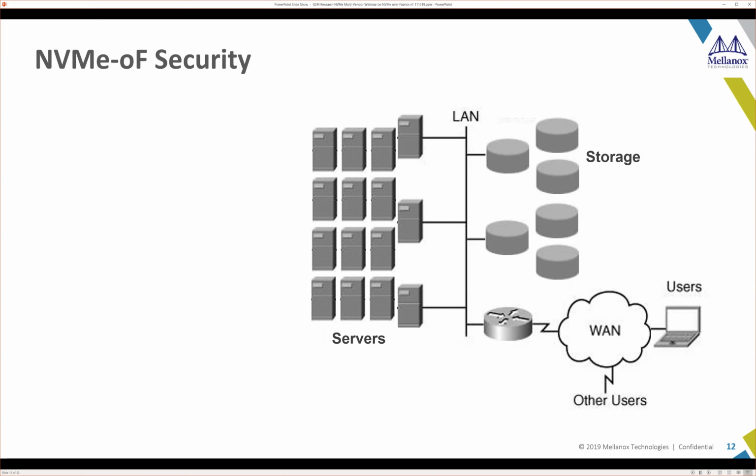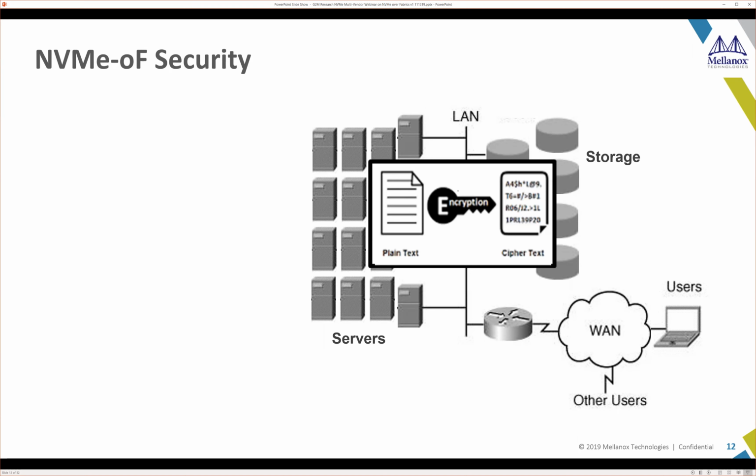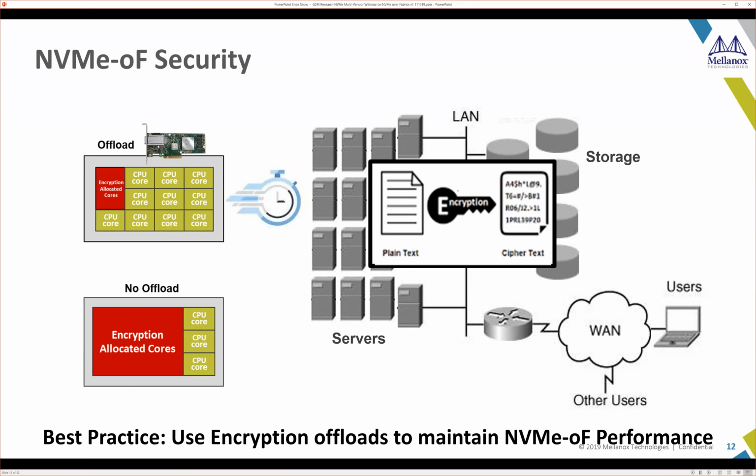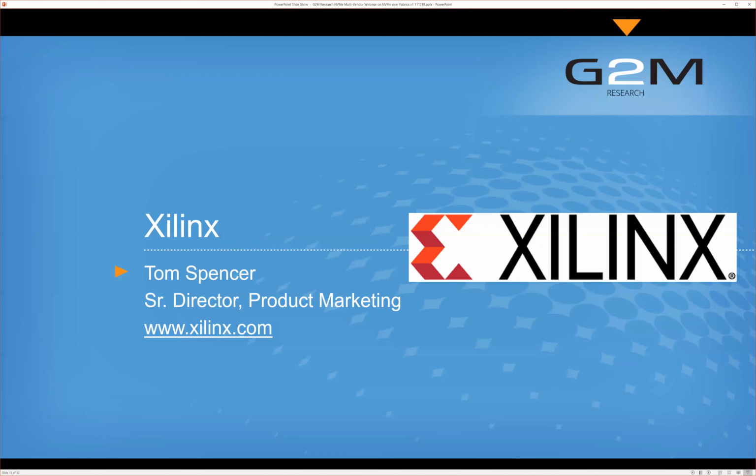And you've got to be careful, because the obvious solution is you can encrypt the data as it crosses the network, but that encryption can cause a lot of latency and bandwidth restrictions if it's software based. So the best practice here is to make sure that you use encryption offloads to maintain your NVMe over Fabrics performance. And Mellanox just announced the ConnectX-6 DX, which has that incorporated into the RNIC. And that's my 5 minutes, Mike.